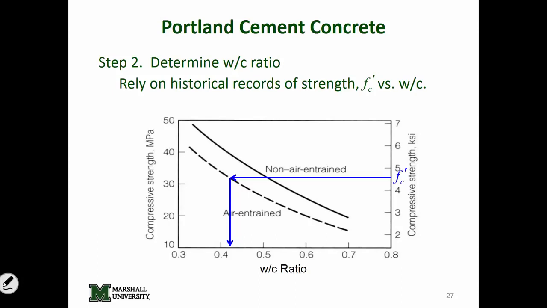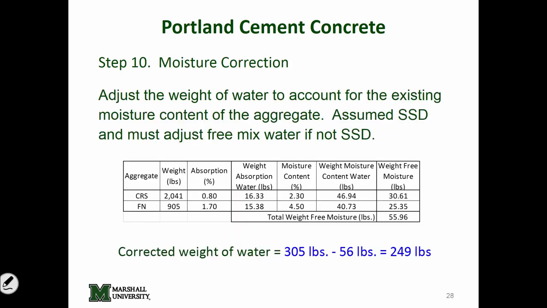It's from your historical records, what you produce historically. So when somebody else later on says I want 5,000 PSI strength, 5 KSI strength, you can come in with a 5, go across, come down. That tells you what water cement ratio you need to be using in your mix to get the proper compressive strength long term.